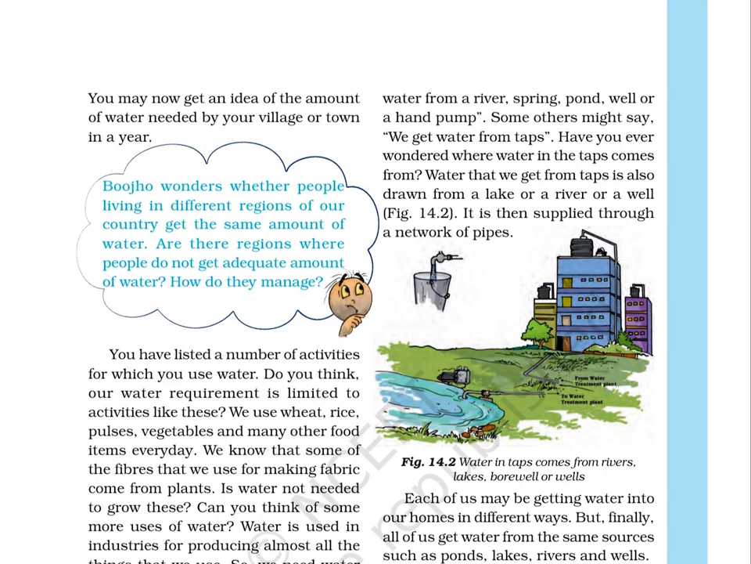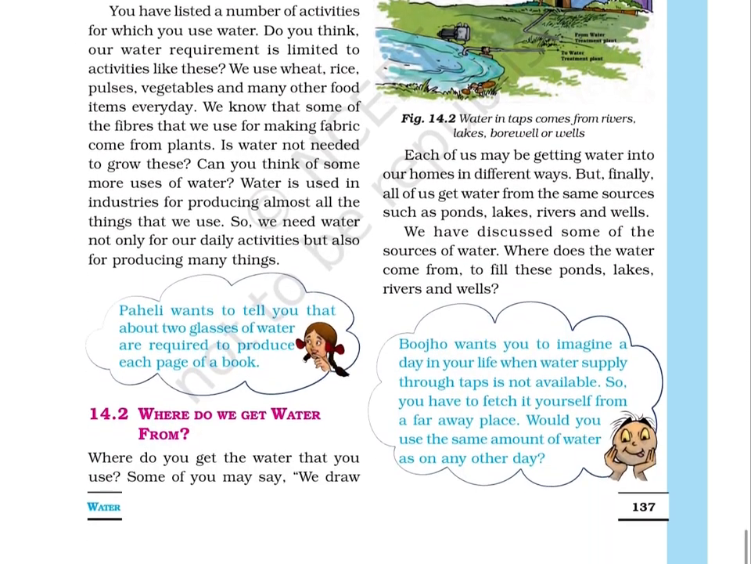Figure 14.2. It is then supplied through a network of pipes. Figure 14.2 shows water in taps comes from rivers, lakes or wells. Each of us may be getting water into our homes in different ways. But finally, all of us get water from the same sources such as ponds, lakes, rivers and wells. We have discussed some of the sources of water. Where does the water come from to fill these ponds, lakes, rivers and wells?